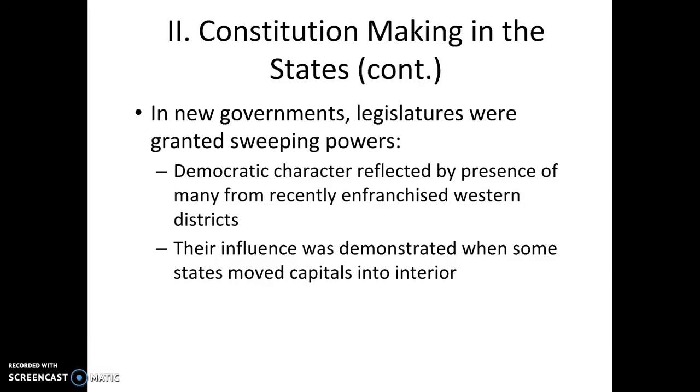Now, not all colonies are going to move their capitals. For example, Massachusetts is going to keep their capital in Boston, but many states do.